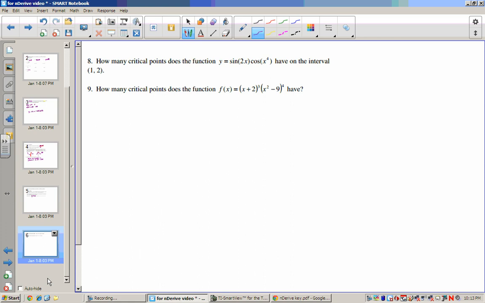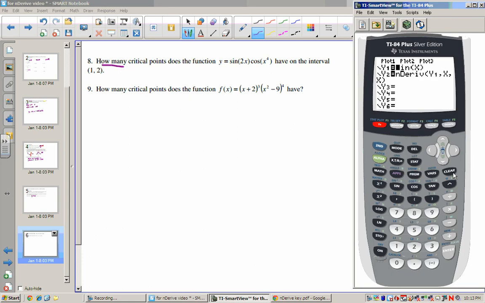All right, the last problem we're going to do together here is number 8, which asks us to find how many critical points. It doesn't ask us to actually find them, just how many critical points. I'm going to show you a nice, easy way to do this. So we're going to go into y equals, and I'm going to clear out this first function, and I'm going to type in what it says. So sine of 2x parentheses and cosine of x to the 4th.